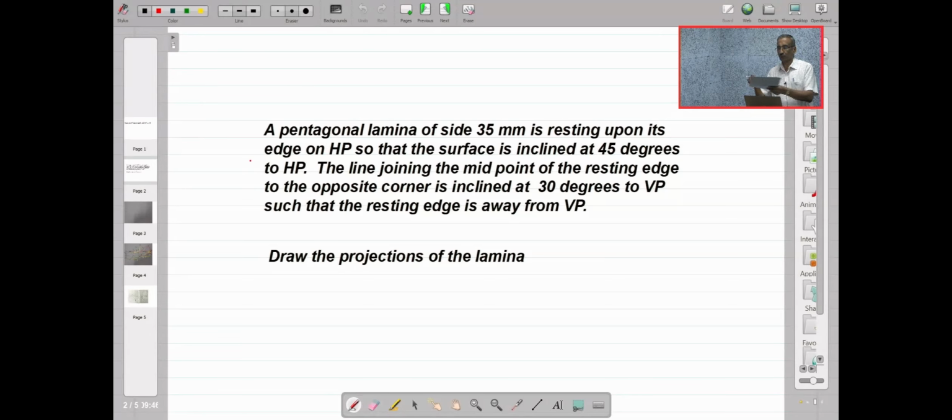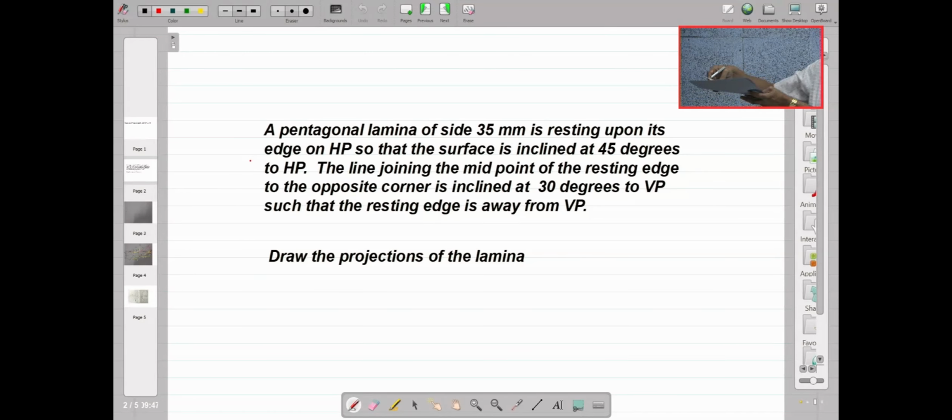So I will be showing you the lamina. This is the pentagonal lamina, and I have named the points as A, B, C, D, E. The resting edge will be AB, the midpoint of the resting edge is F, and the opposite corner is D. I am connecting the points F, D. So this line is inclined to VP at an angle of 30 degrees. So the whole lamina is making an angle of 45 degrees.